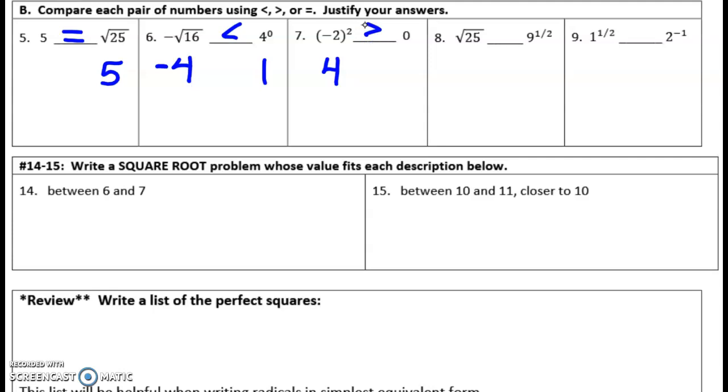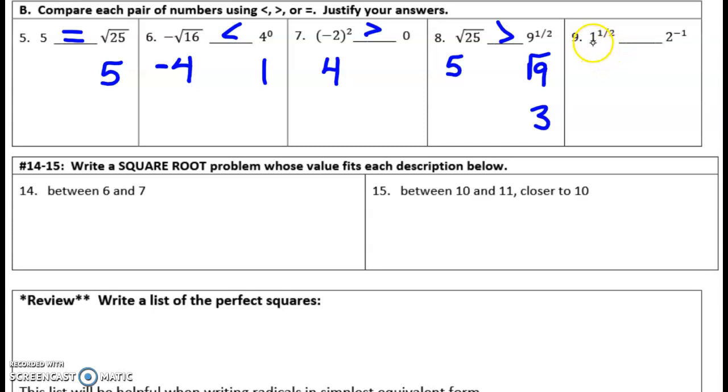In number 8, I know the square root of 25 is 5. I know 9 to the 1/2 would be the square root of 9, which is 3. And then 5 is greater than 3, so I'm going to use greater than.